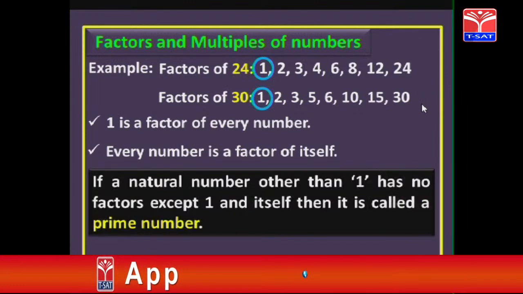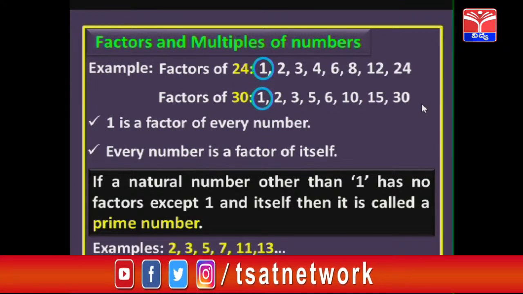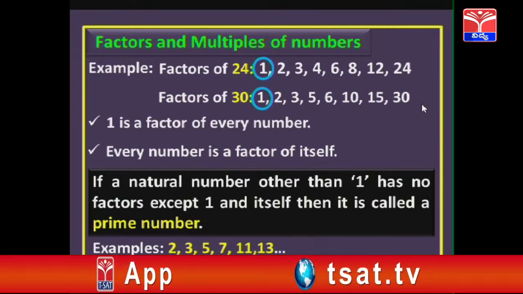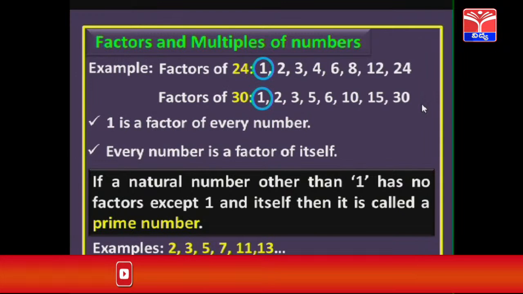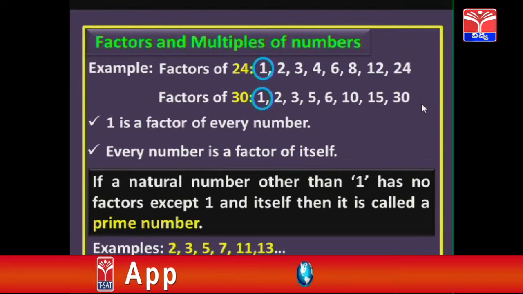Okay, children. So, if a natural number other than 1 has no factors except 1 and itself, then it is called a prime number. So, what are prime numbers, children? Yes, prime numbers are 2, 3, 5, 7, 11, 13 and so on. Why do we call them prime numbers? Because they have only 2 factors, that is 1 and the number itself. So, if you take a look at 13, what are the factors of 13? 1 and 13. So, 1 will be the common factor and also the number itself is a factor. Such type of numbers which have only 2 factors are called prime numbers.